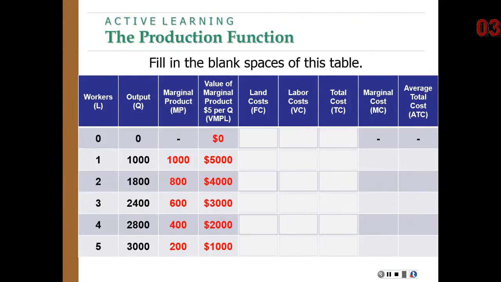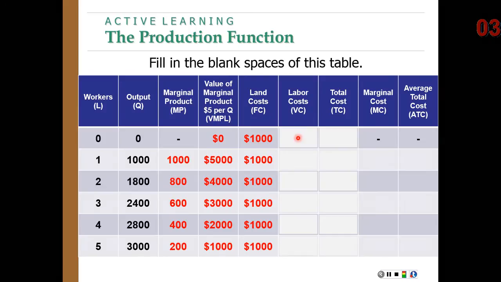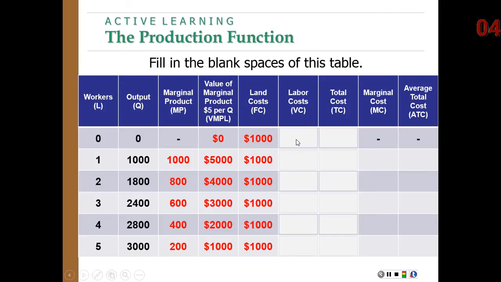So now let's go ahead and plug in these values. The land cost is a fixed cost, and remember, no matter how much Farmer Jack produces, it's going to remain the same. So what can I put all down this column? Well, obviously $1,000. No matter how much he produces, his land cost is still going to be $1,000. But what about his variable cost? That's going to depend on the number of workers he hires, which is going to influence the amount of output he has. So if he hires no workers, what's his variable cost? Zero.